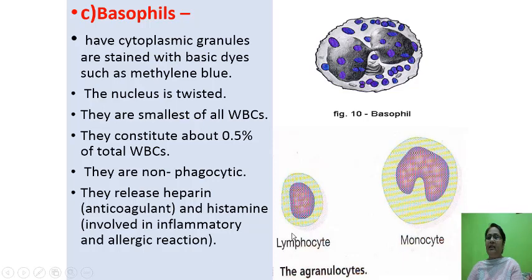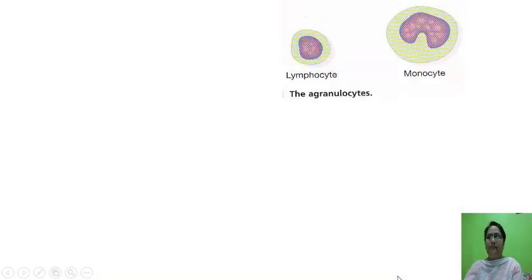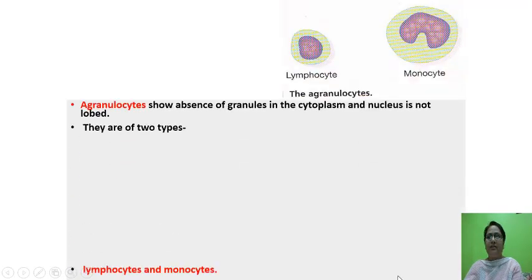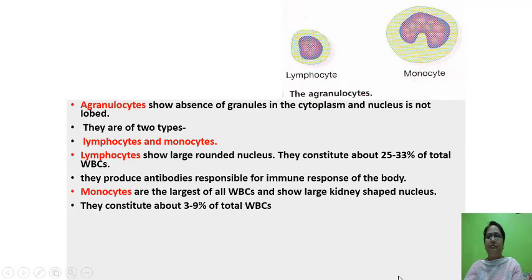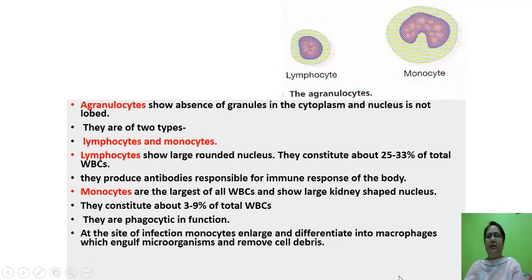Two types of cells are there in agranulocytes: lymphocytes and monocytes. Now see the figure of these agranulocytes. These are the points. Agranulocytes show absence of granules in the cytoplasm and the nucleus is not lobed. So this point is to be noted: absence of granules. There are two types, lymphocytes and monocytes.